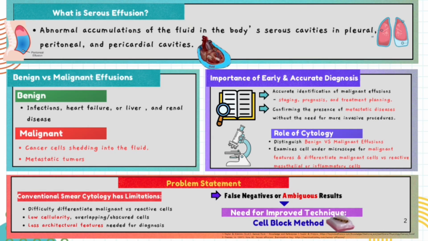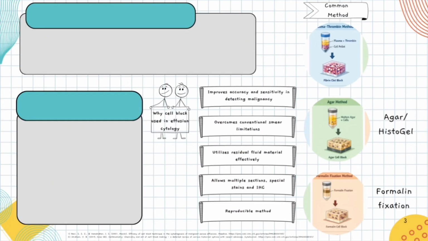However, it has limitations, including difficulty in distinguishing malignant cells from reactive mesothelial cells, low cellularity, overlapping cells, and obscuring backgrounds. In conclusion, these limitations can lead to false negative or inconclusive results, highlighting the need for additional techniques, such as the cell block method, to improve diagnostic accuracy.